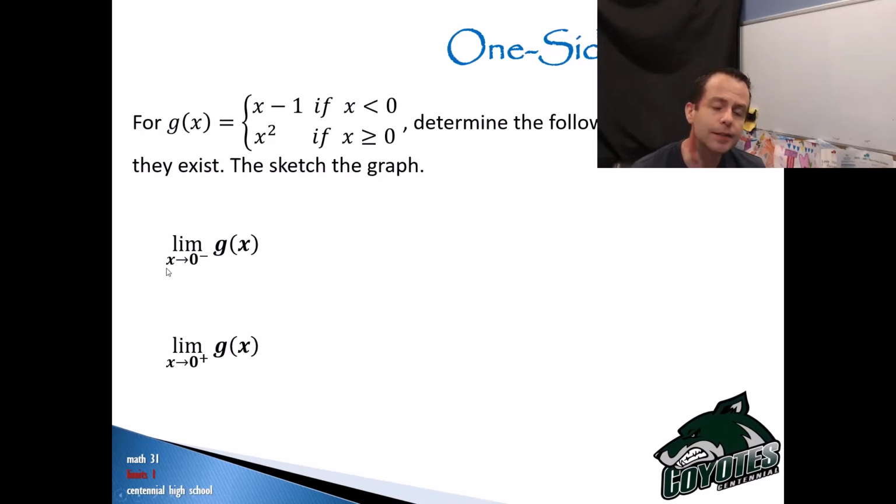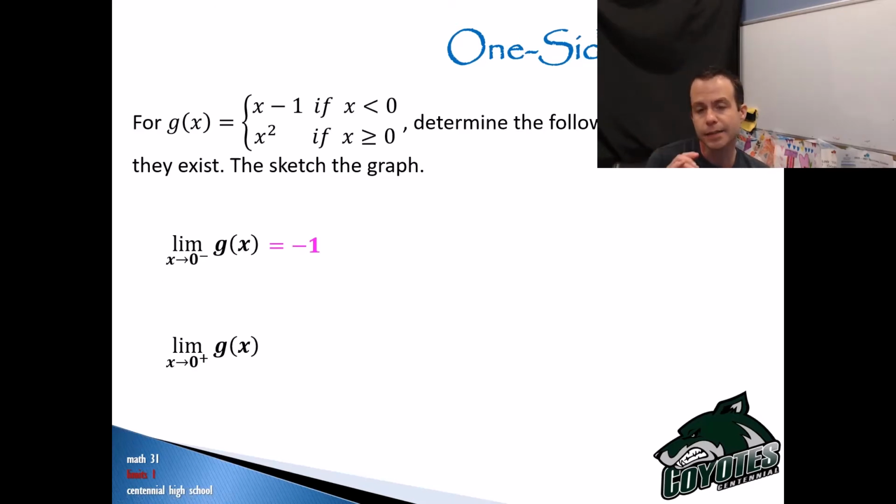So as x approaches 0 from the left, I have to be less than 0, so I would need to be looking at x minus 1. If I plug in 0 into this equation, I get out -1. So that means I must be approaching -1.